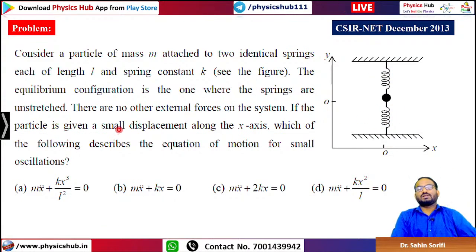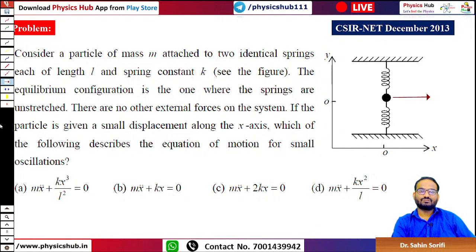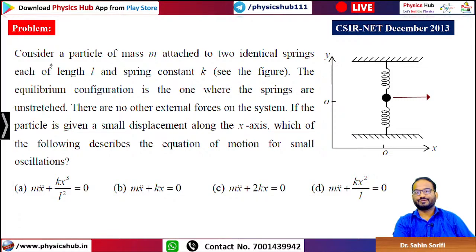There are no other external forces on the system. If the particle is given a displacement along the x-axis, you can see this is the x-axis and the particle is given a displacement. So the particle has been displaced along this. Which of the following describes the equation of motion for small oscillation? So obviously if you push this block, these springs will be stretched, will be elongated actually, and if you just release this bob, what will happen? If you release this particle, it will execute simple harmonic motion. It will oscillate and it will show a small oscillation.